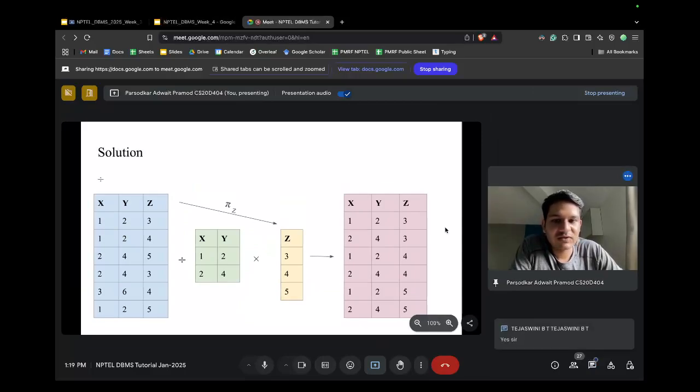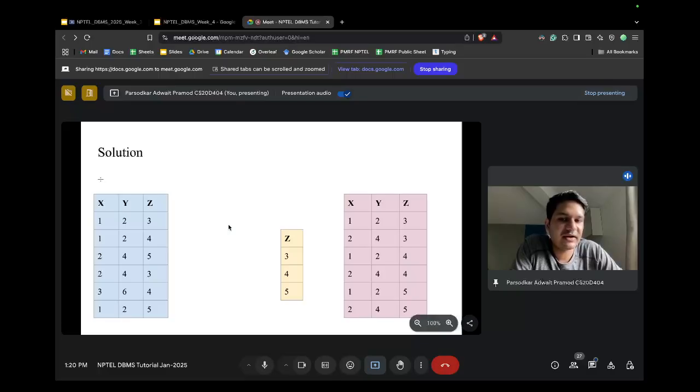Okay, so now we need to identify what are the rows in this pink table which defy the condition, which do not satisfy the condition or violate the condition. So I need to identify all the rows in the pink table that are absent in the blue table. So what would this do? This would highlight problematic cases for me.